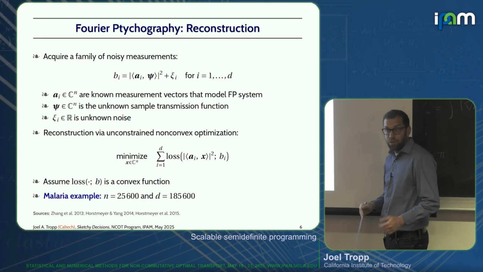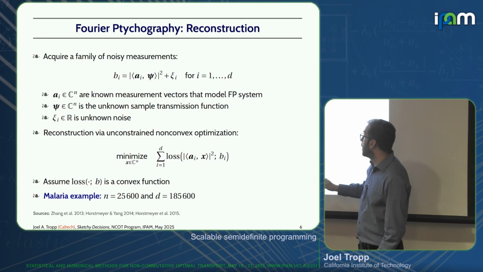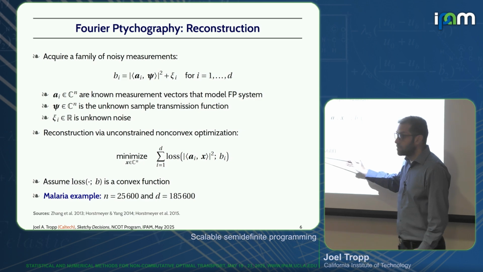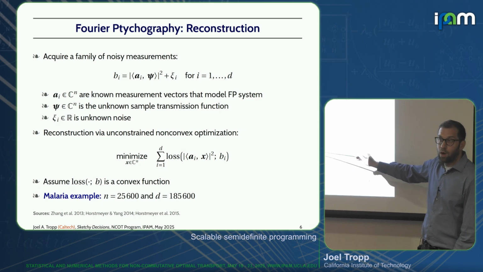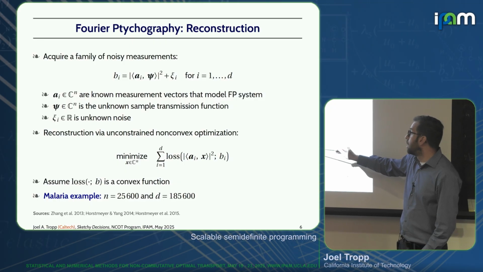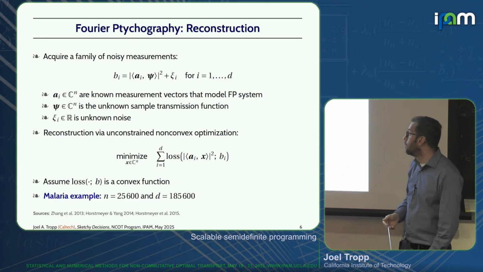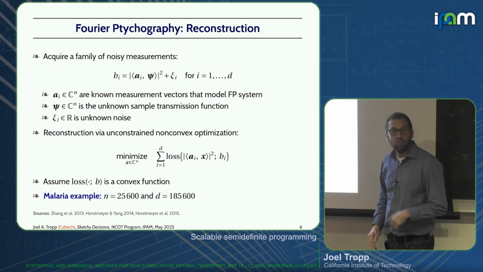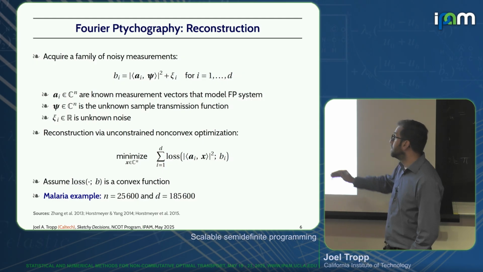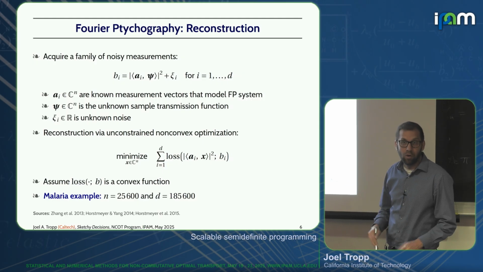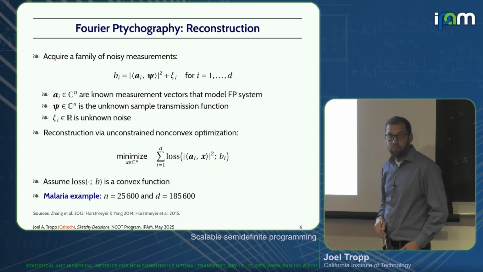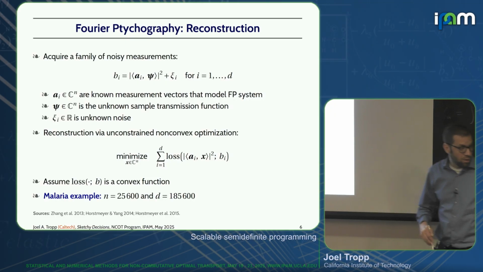So to give you some example of what the numbers look like in that malaria example on the previous slide, the dimension of the vector x is 80 times 80, which is 25,600, and the number of measurements we've acquired in those illuminations is 185,600. So this is a moderately sized but non-convex optimization problem, which is quite hard to solve in practice, in part because these a_i are not very well conditioned. A lot of them are pointing in similar directions, and that makes this landscape of this non-convex objective challenging.